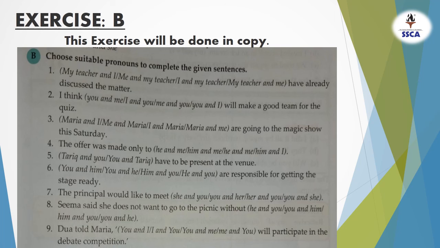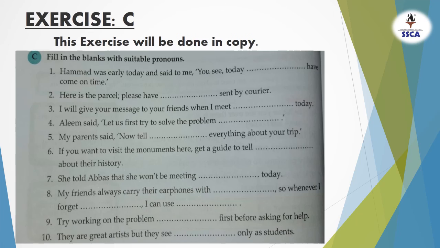Now, in exercise B, you will choose suitable pronouns to complete the given sentences. First, you will write the sentences as they are from your book, then you will rewrite them with the suitable pronouns. And those pronouns will be personal pronouns. Now, in exercise C, you will fill in the blanks with suitable pronouns, and this exercise is also given on page number 8 of your book. Do read all the three kinds before attempting all these exercises.